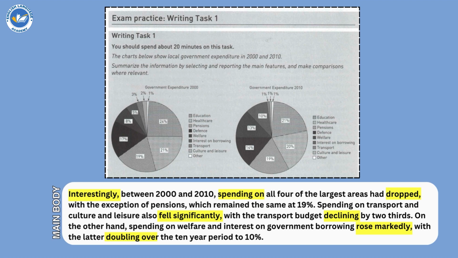And then by contrast we have rose markedly, which is the past of to rise. So we have something that went up quite quickly. It rose markedly. It went up very quickly. And then we have again another synonymous phrase, doubling over. So again, the student is showcasing their language abilities here.